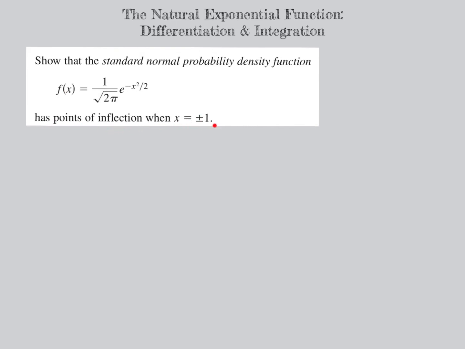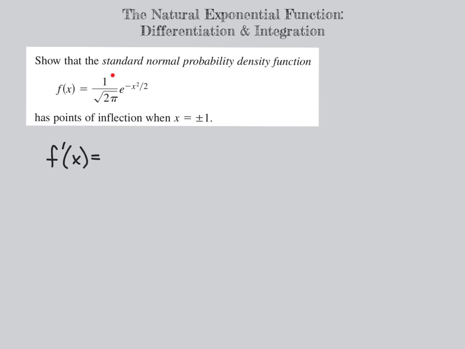Recall that points of inflection are when the second derivative equals 0 and changes sign. It is when the graph of the function goes from concave up to concave down, or concave down to concave up, meaning the sign of the second derivative changes at that point. So we want to get to the second derivative first. That's our first goal. Well, the first thing we need to do is get the first derivative.